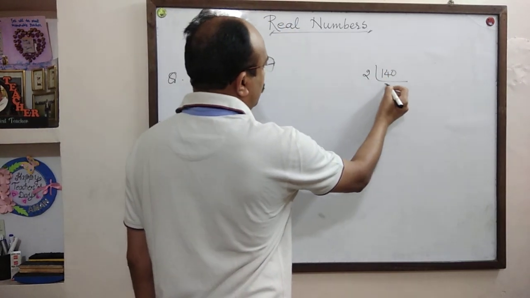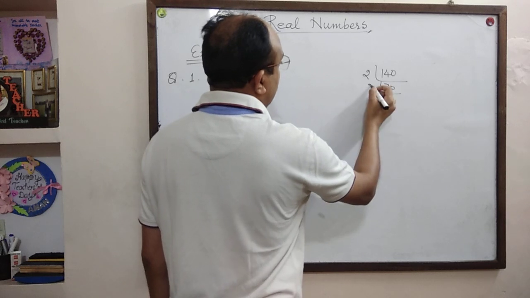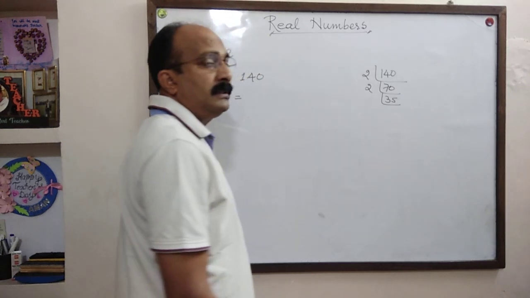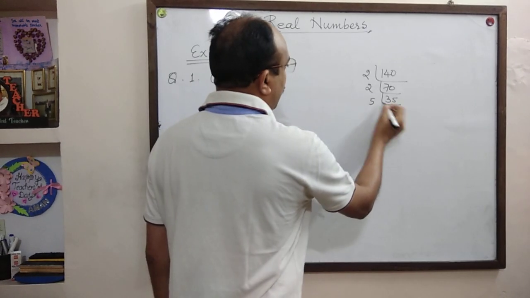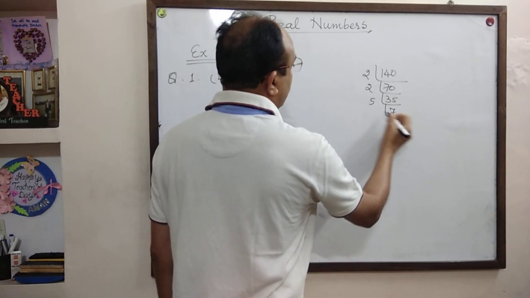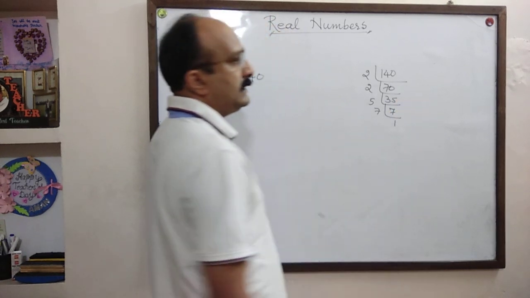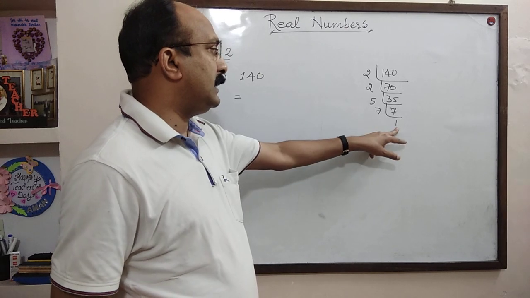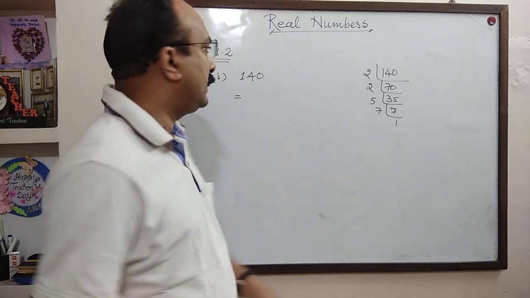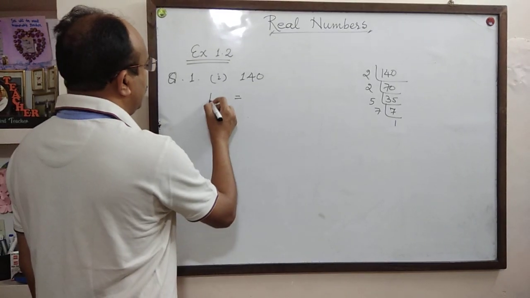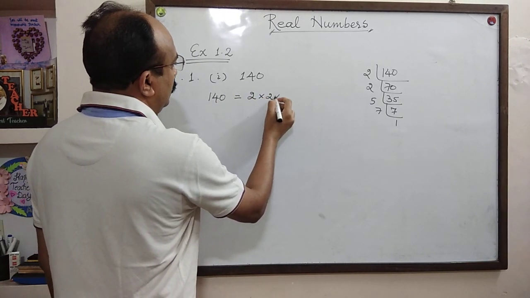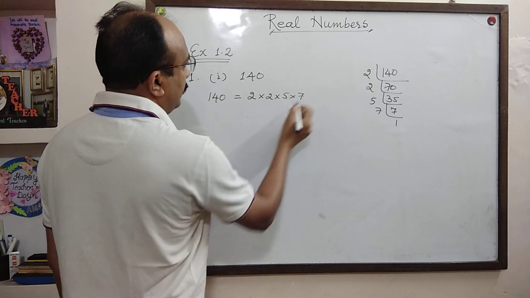It is divisible by 2. 70. Divisible by 2. 35. Now it is divisible by 5, and the answer is 7. 7 is divisible by 7. The answer is 1. So you have to continue the prime factorization until you get the answer 1. So 140 can be written as 2 into 2 into 5 into 7.